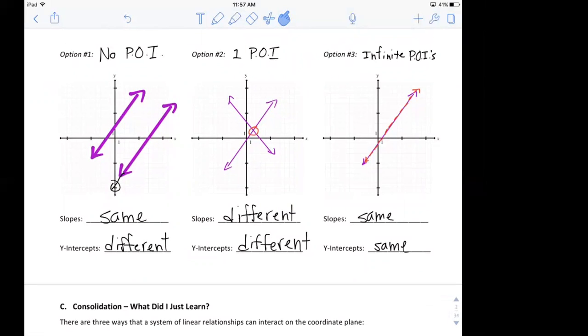On the next page, we'll go through and see how we can do this without always having to graph these out. And then we'll go from there.